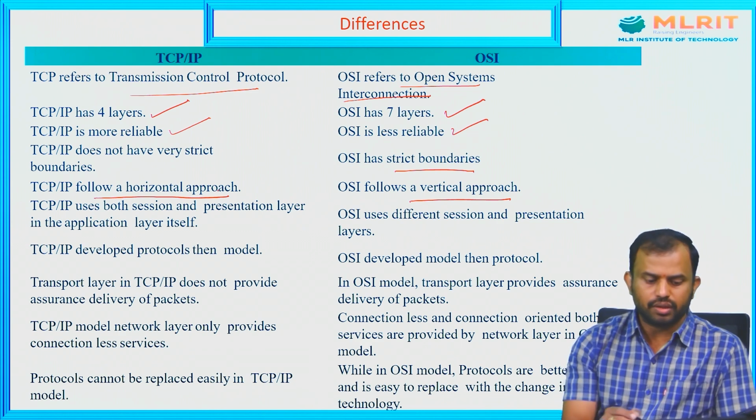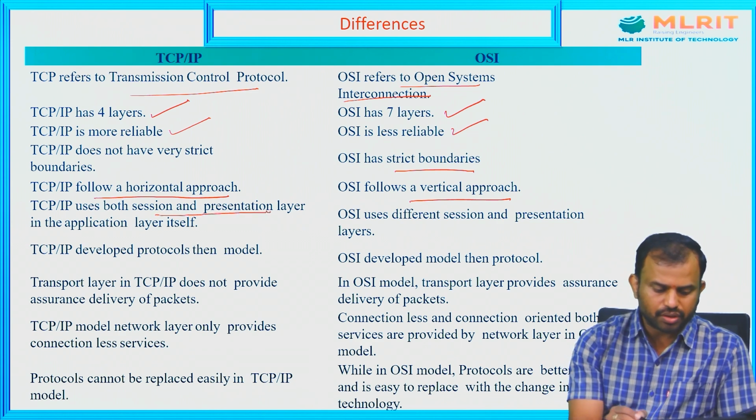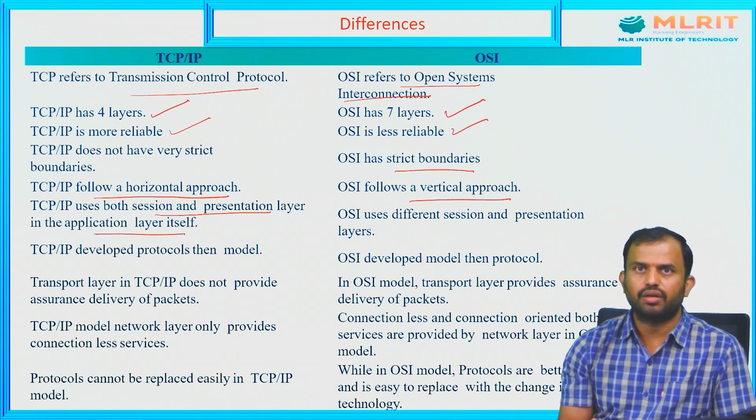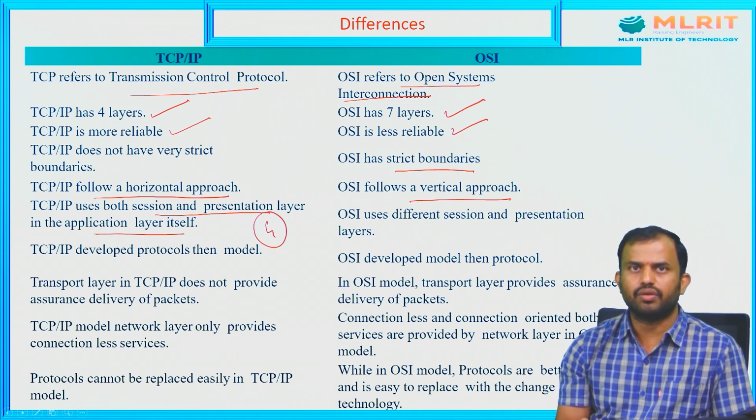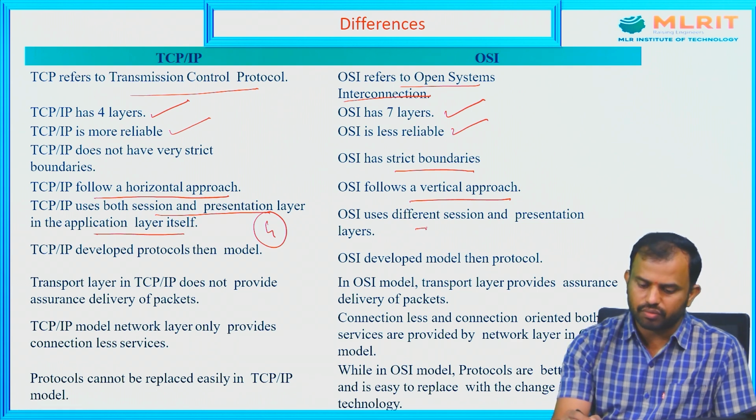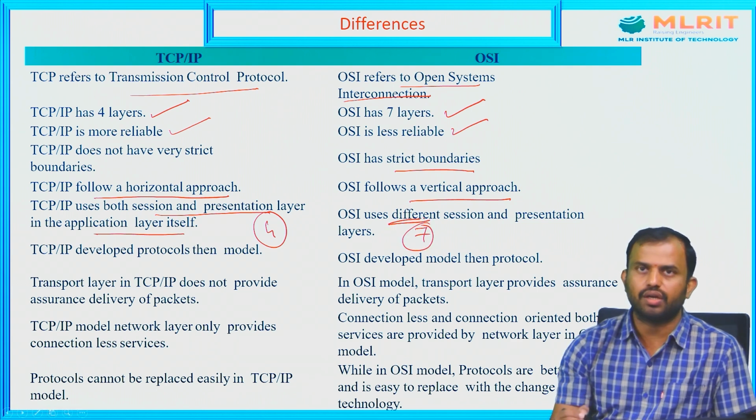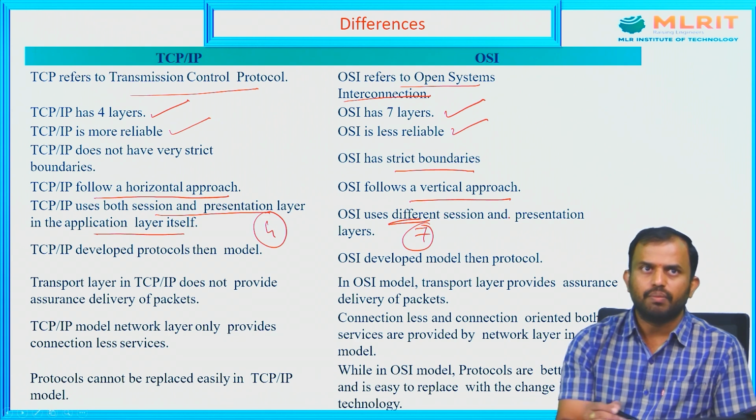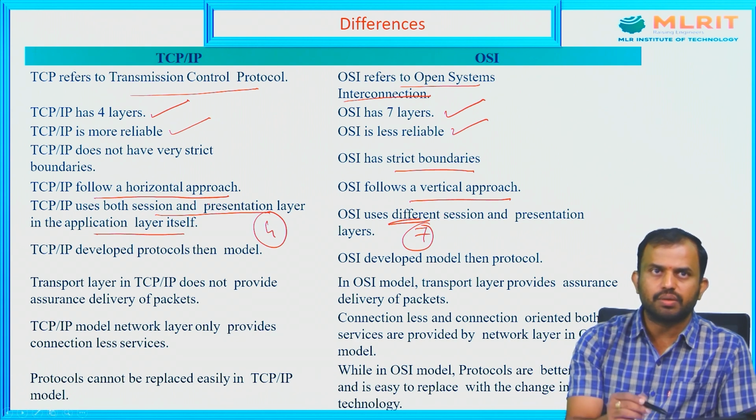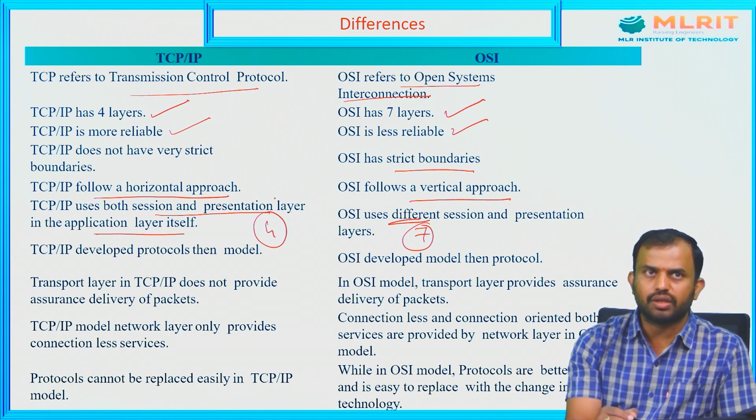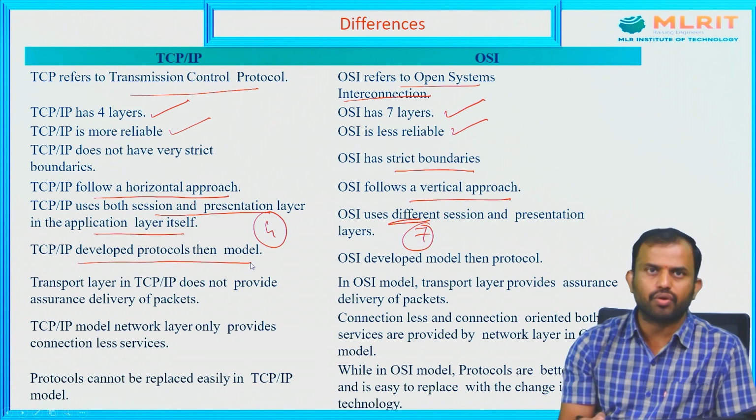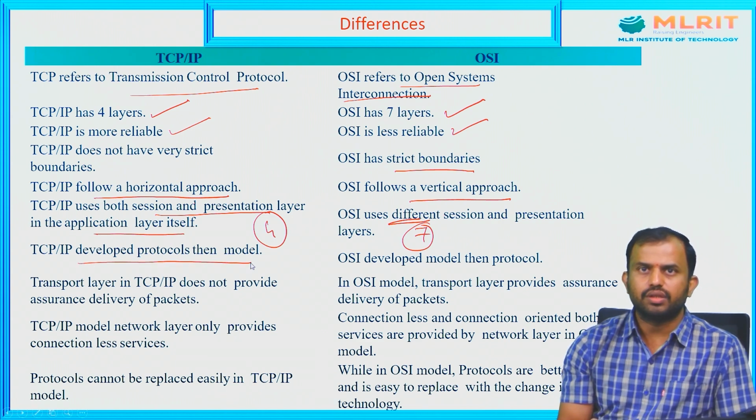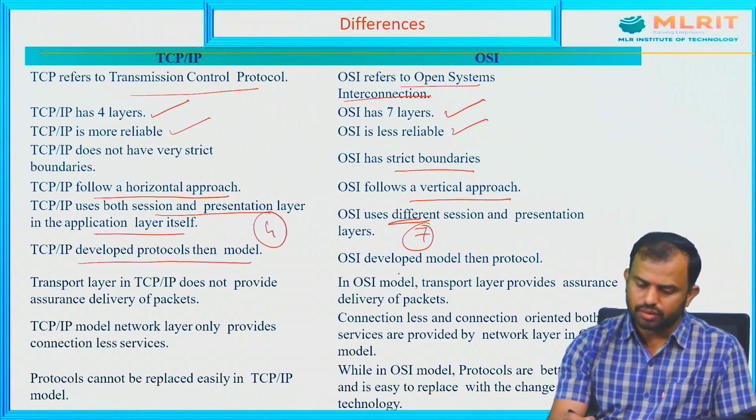In TCP/IP, the session and presentation layers are part of the application layer, because we have only 4 layers, so we merge the layers. In the OSI model we have 7 different layers, where session, presentation, and application are used individually. But in TCP/IP, the application layer is a merging of the session layer, presentation layer, and application layer. And here the protocol is developed with the help of the model, while in the other, the model is developed first and then the protocol.